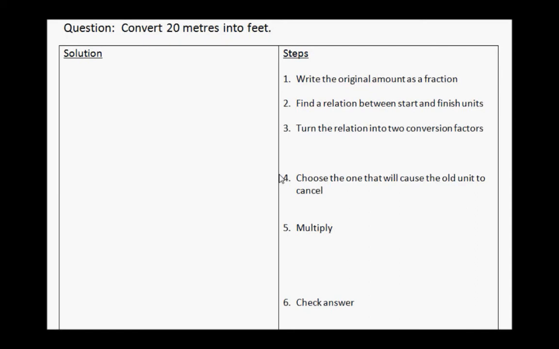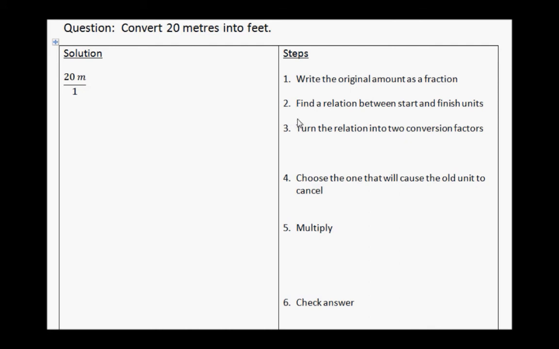Here is an example that should help you understand how to use conversion factors to perform unit conversions. The question is to convert a distance of 20 meters into feet. Step 1 is to write the original amount as a fraction. In this case, that means taking the 20 meters we start out with and writing it as 20 meters over 1. The reason for performing this step should become clearer later on.